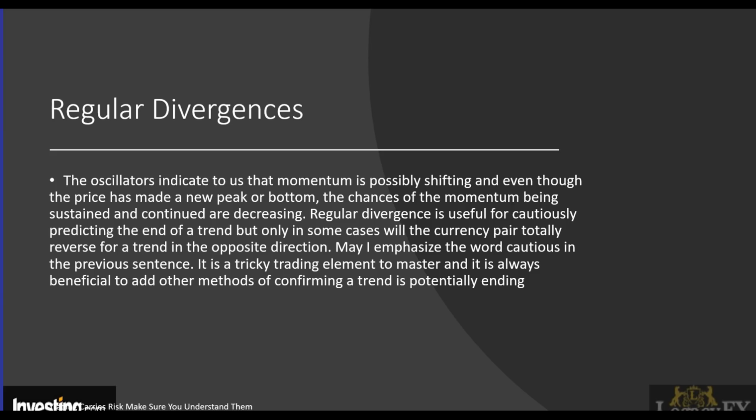Regular divergence is useful for cautiously predicting the end of a trend, but only in some cases does the currency pair totally reverse into a trend in the opposite direction. May I emphasize the word cautious in the previous sentence. It is a tricky trading element to master and is always beneficial to add other methods of confirming a potential trend. So let's go back and look at a live chart again.